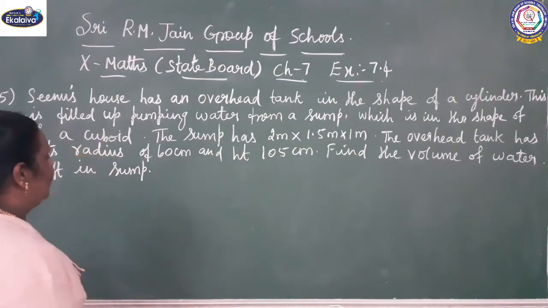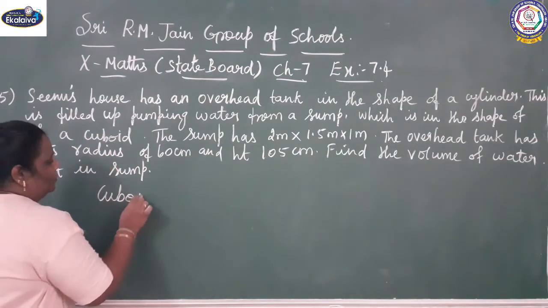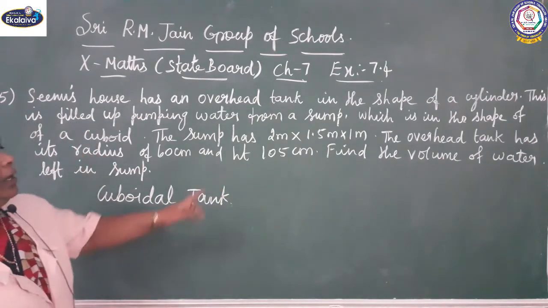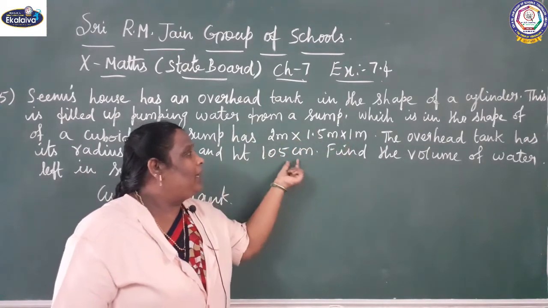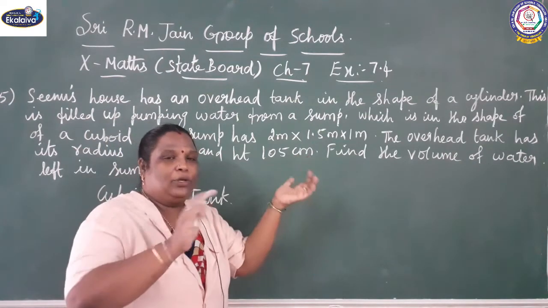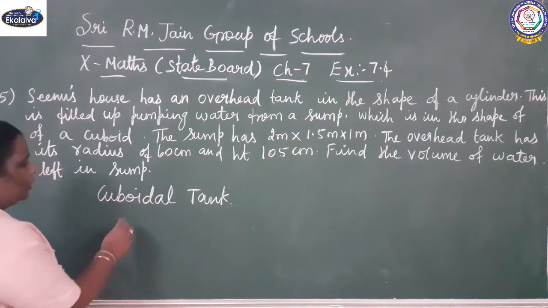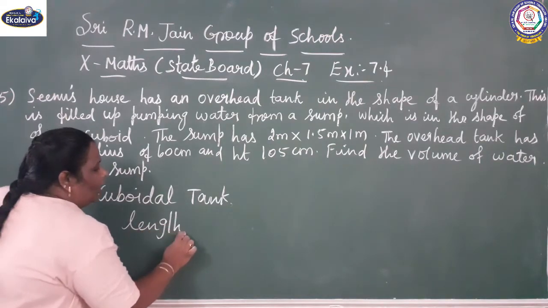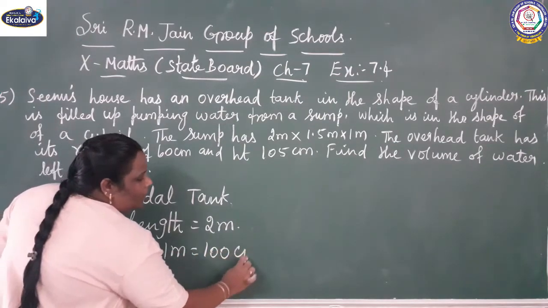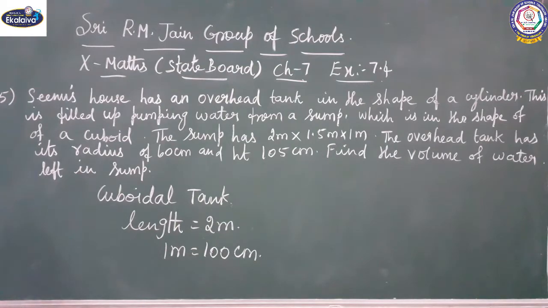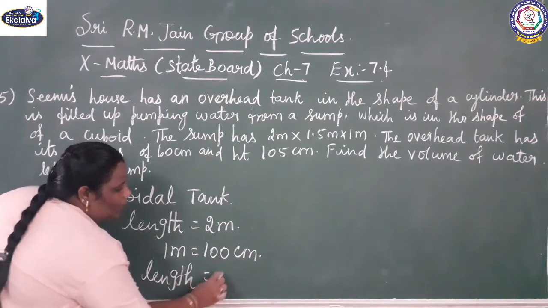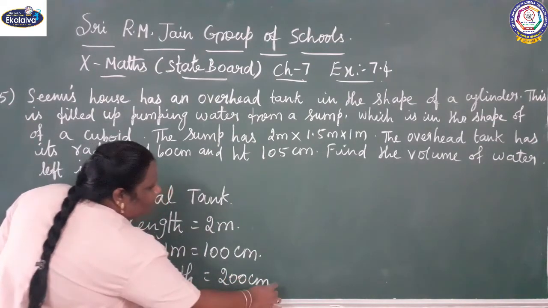See the cuboidal tank, the underground sump. What is the measurement they have given? 2 meter, 1.5 meter and 1 meter, but the overhead tank is in the shape of a cylinder. That measurement is given in centimeter, so you can convert everything into centimeter. It is easy for you. So length equal to 2 meter, 1 meter equal to 100 centimeter. So 2 meter you can convert into centimeter. Length of the cuboidal tank equal to 200 centimeter.